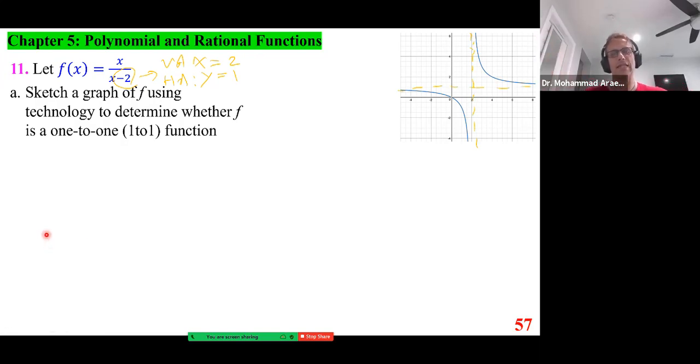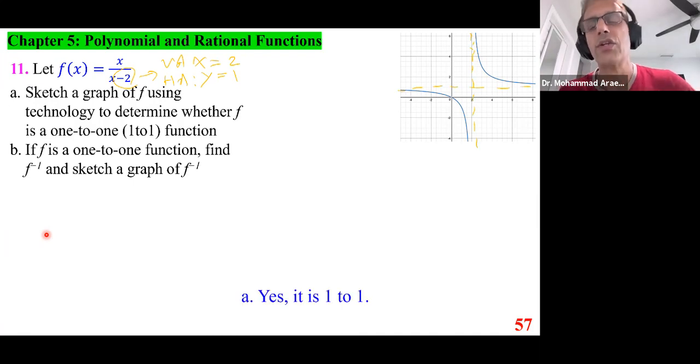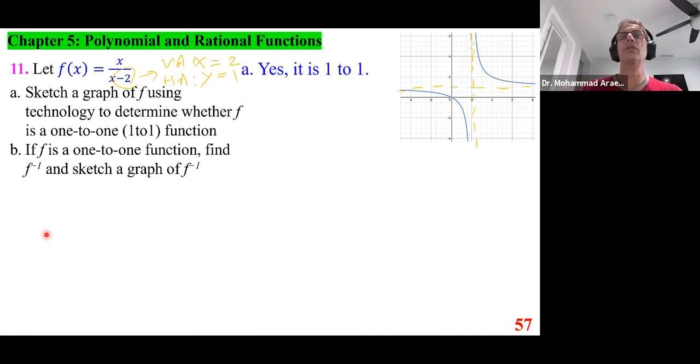So that's that. If f is 1-to-1, find the f inverse. It is 1-to-1 because it passes the horizontal line test. I hope you remember the concept of the horizontal line test. A function represents a 1-to-1 function when no horizontal line crosses the graph more than once. So we can find the inverse.